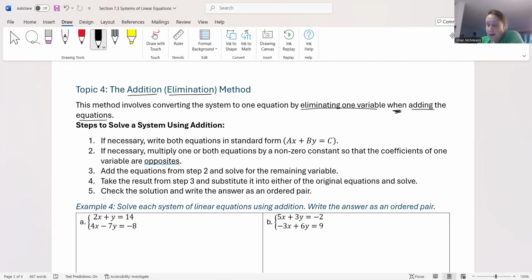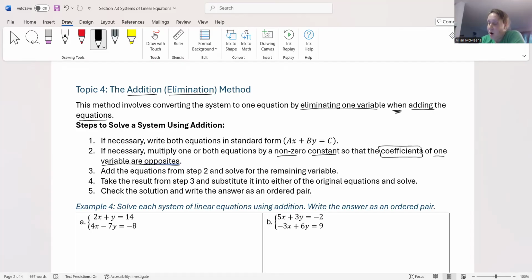Now, to do this, if necessary, and this is not always a necessary step, write both equations in standard form. You do want your equations in standard form, meaning the x term first, the y term second, and then the constant after the equal sign. After that, sometimes you have to do the next step to both equations, sometimes to one equation, and sometimes not at all. For step 2, if necessary, multiply one or both equations by a non-zero constant so that the coefficients of one variable are opposites.